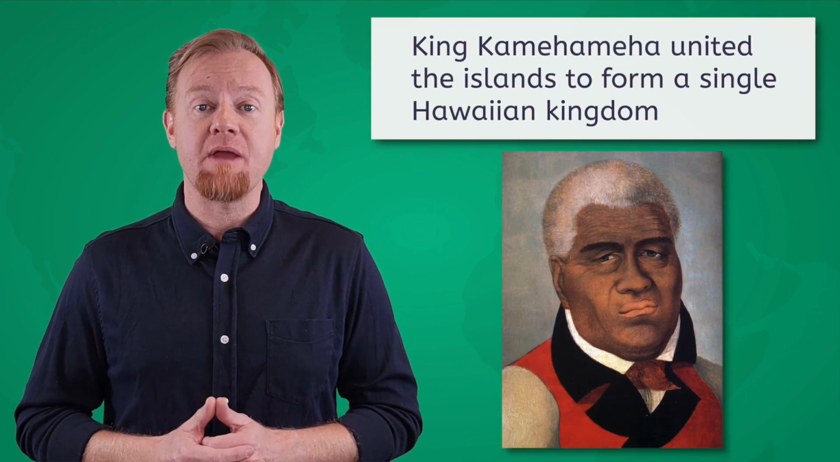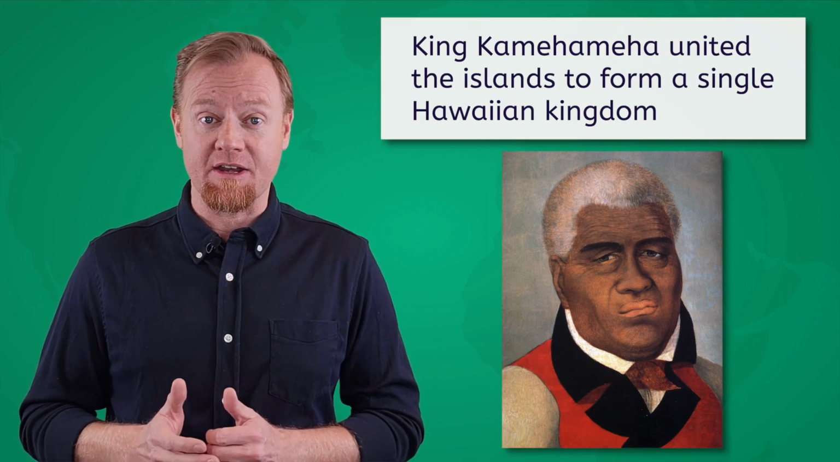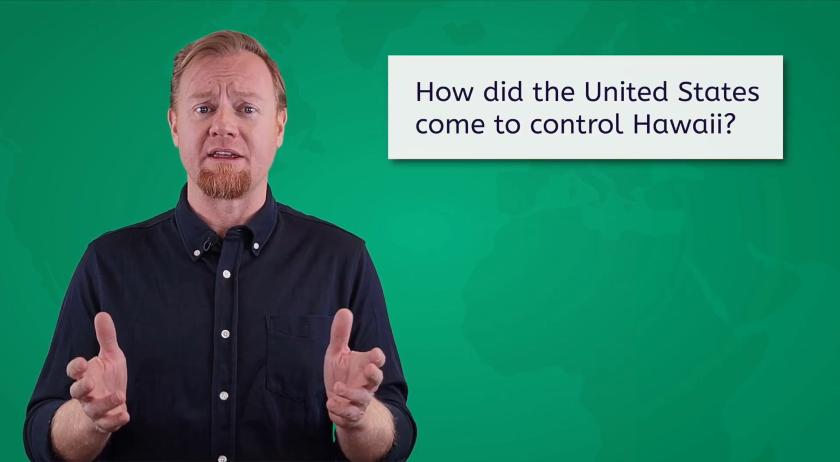First, King Kamehameha united the islands to form the Hawaiian Kingdom. The second significant event was the arrival of Europeans. The first European to arrive was James Cook, who was followed by Christian missionaries. But how did the United States come to control Hawaii?